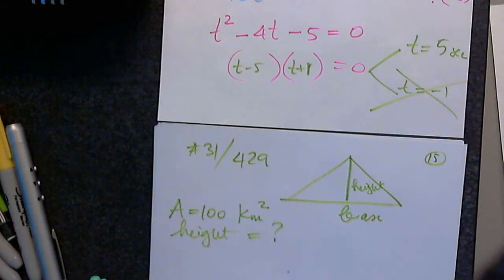So we are told that the base of the triangle is twice the height. We're given the area, and we're asked to find the height. Any idea of how to start? What should I do?